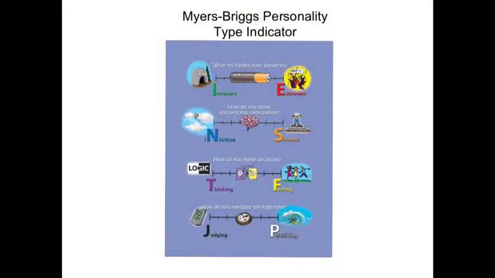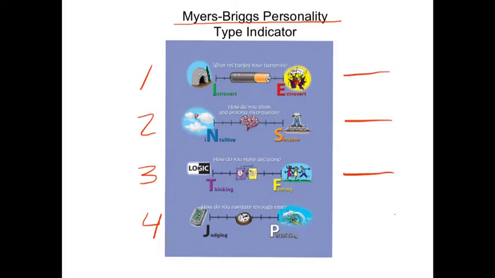The tool we'll be using to have a look at My Style is called the Myers-Briggs Personality Type Indicator. And what it does is it looks at 4 different questions about 4 different aspects of how people are. And it takes the answers to your questions and lines it up on a spectrum where we have one side versus the other side.